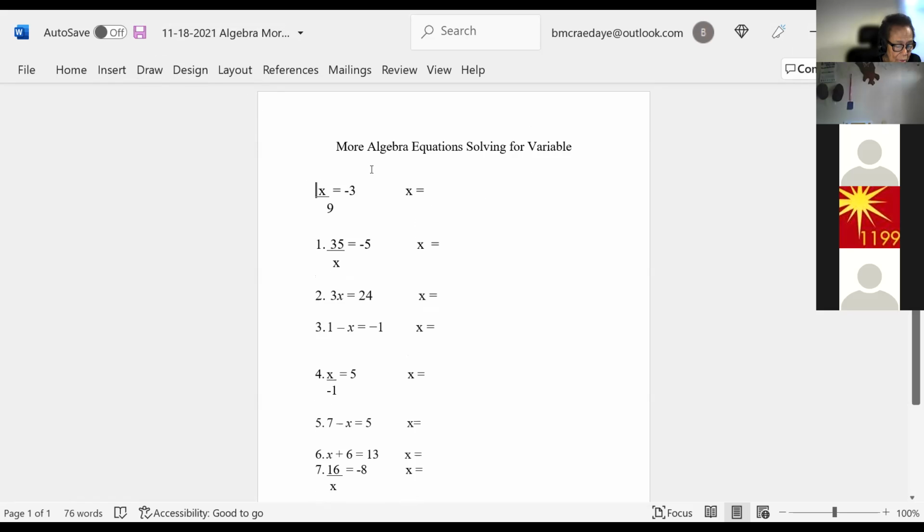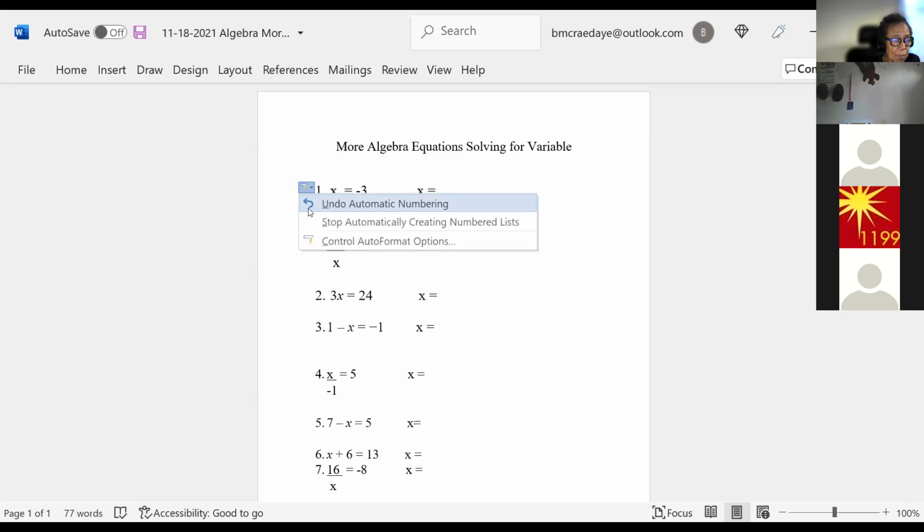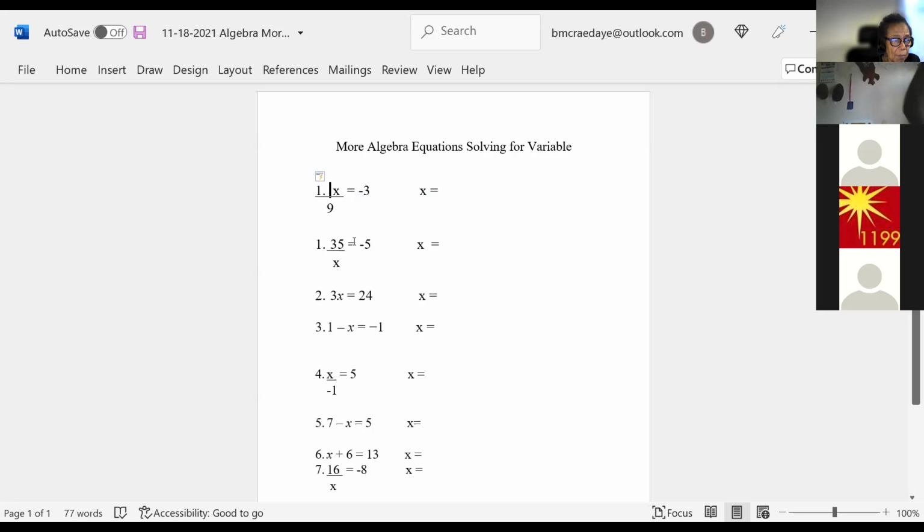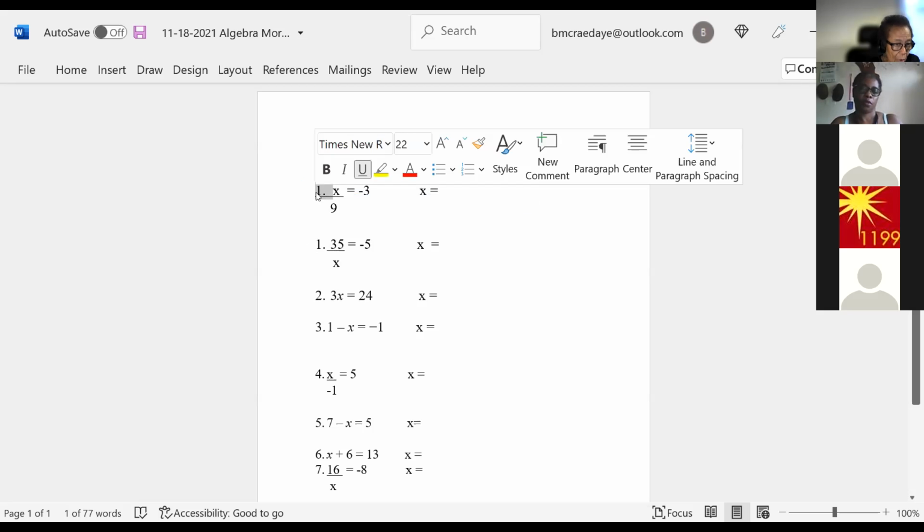Okay. Let's see, this is 1. I do number 3 because 3x equals 24 is 8. That's the easiest one to get. I can't figure out the one with the x over 9 equals minus 3. At least could you do the first one? Okay.